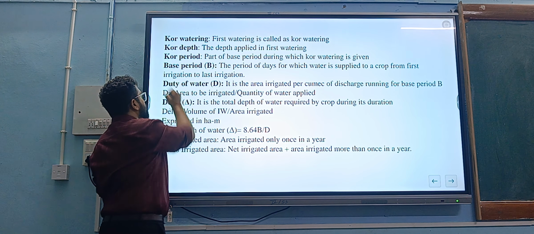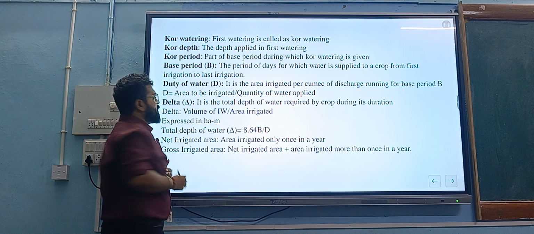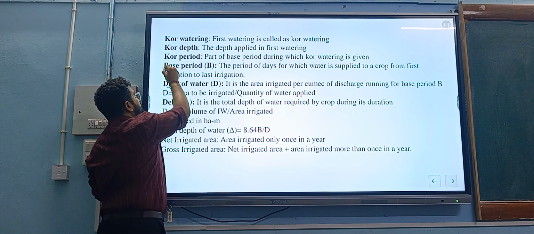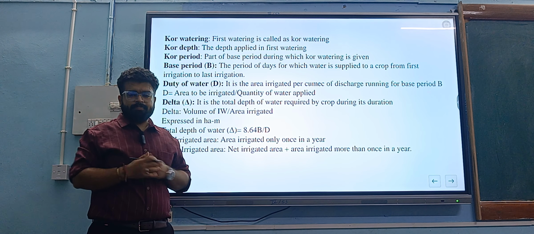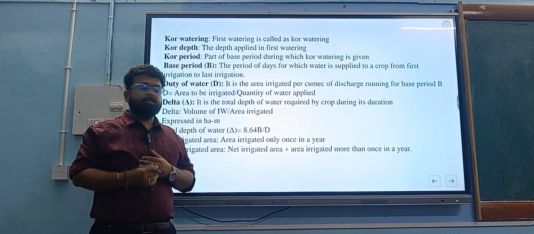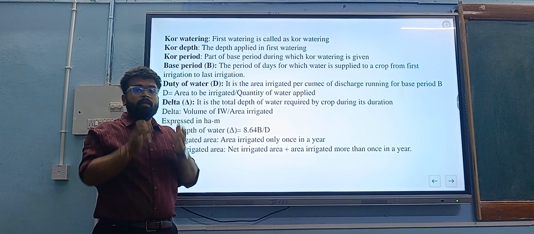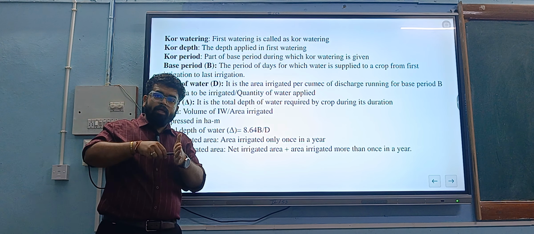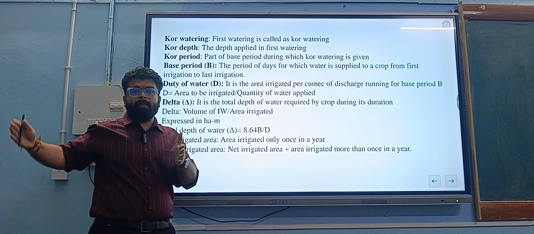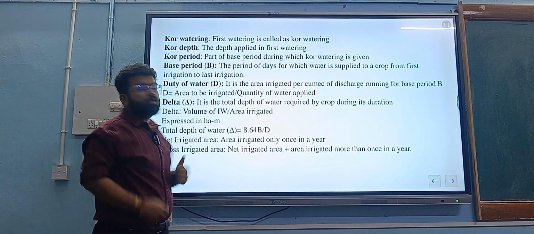Then we have duty, delta, and base period. These are the three important terms used to calculate the irrigation fractions. They are related to each other. What is base period? The number of days over which water is applied to a crop from sowing to harvest. How many days you apply water is called the base period, the duration of a crop.